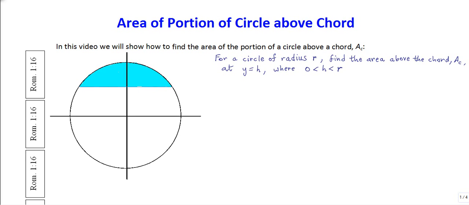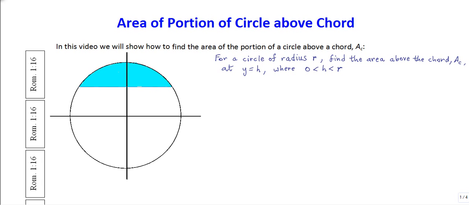Welcome. In today's video we're going to discuss finding the equation that will give us the area of the portion of the circle above a chord. In a formal statement we might say that given a circle of radius r, find the area above the chord, and I'll denote that area above the chord, this blue shaded portion in the figure here, as A sub c, where the chord is at a height of y equals h, and h of course is bounded between the origin and the radial dimension.